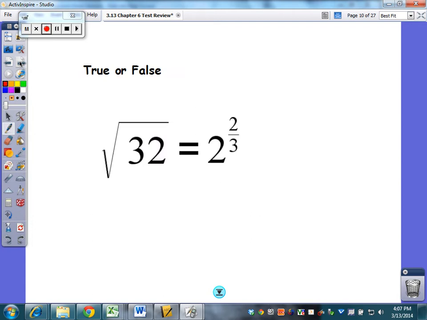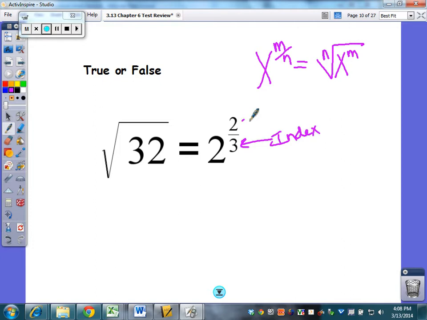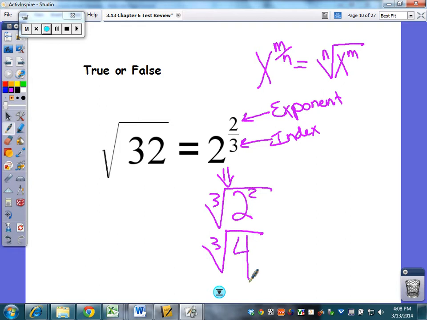Okay? So again, one of the rules that we talked about before is that if we have x to the m over n, that is the same thing as the nth root of x to the m power. So when we look at this, this is our index, this is our exponent. So if we rewrote this, we're saying the third root of 2 squared would be the third root of 4. And that does not equal the square root of 32.